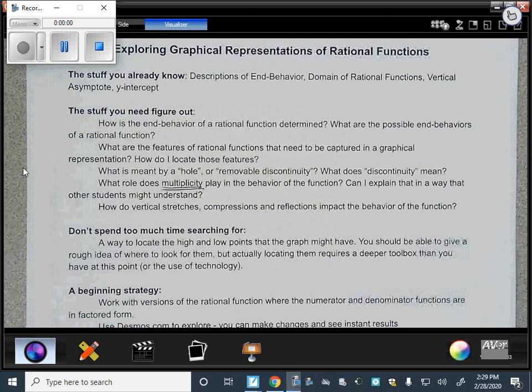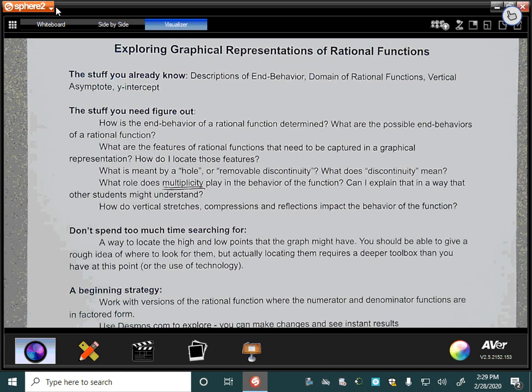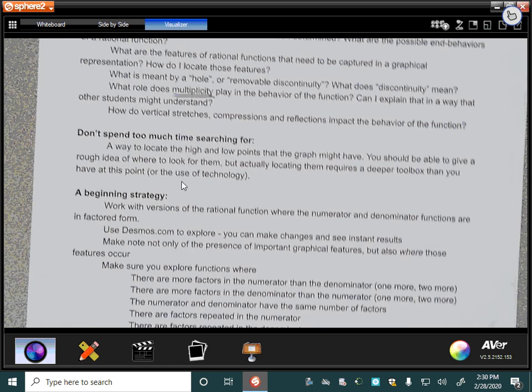All right. So again, this is the document that we're working off of, and it talks about what we're trying to identify, looking up what a hole or removable discontinuity is, something that we want to take care of, but we want to know about in the behavior of rational functions. The end goal really is to be able to sketch a graph of a rational function if we see the rational function. Okay. They will sometimes have high and low points.